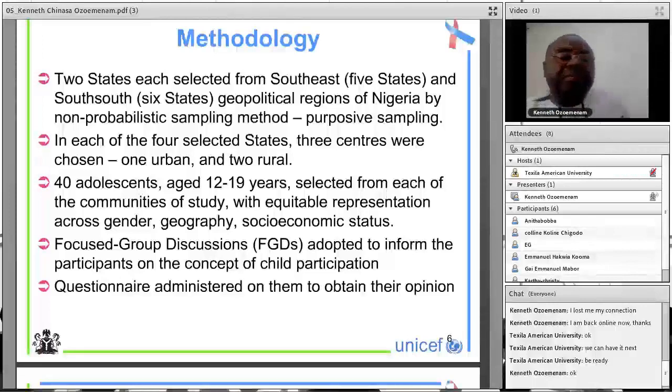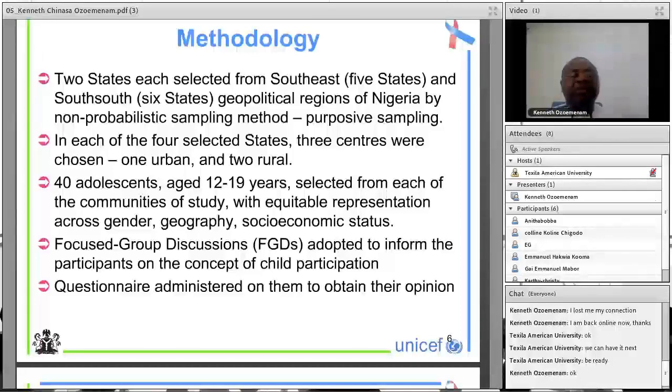Methodology: we have 6 geopolitical zones in Nigeria, and I selected 2 states from 2 of the geopolitical zones. Southeast geopolitical zone has 5 states, 2 were selected, and South-South geopolitical zone has 6 states, and then 2 were selected using purposive sampling, which is a non-probabilistic sampling method. In each of these 4 selected states, 3 centers were chosen. Why did I choose 3 centers? Because each of the 36 states in Nigeria has 3 senatorial zones. So we chose these 3 centers to rhyme with the 3 senatorial zones so that the entire state, as it were, would be represented in the sample.